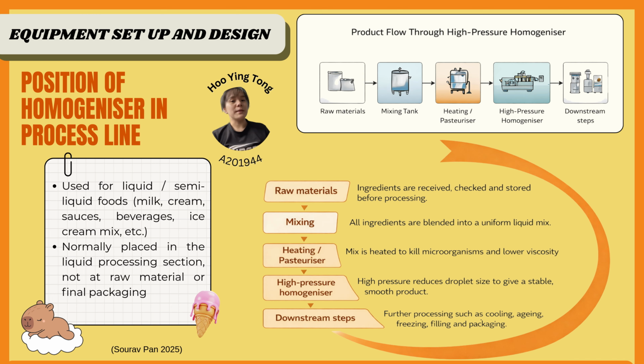Then, they go into the mixing tank where all ingredients are blended into a uniform liquid mix. After that, the mix goes through heating or pasteurization to kill microorganisms and to reduce the viscosity. Only after this step, the warm product enters the high-pressure homogenizer. Once homogenization is done, the product moves to the downstream steps, for example, cooling, aging, freezing, filling, and finally, packaging.